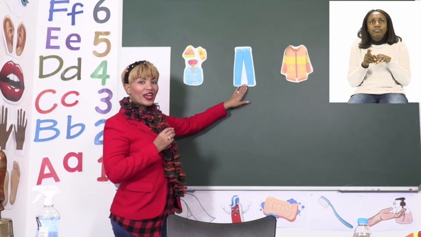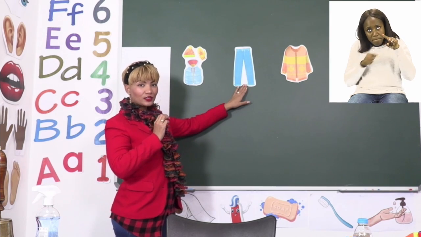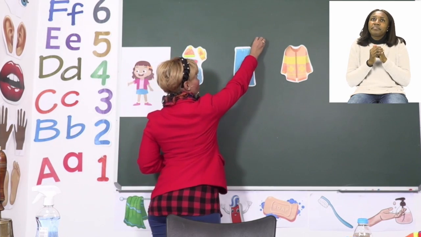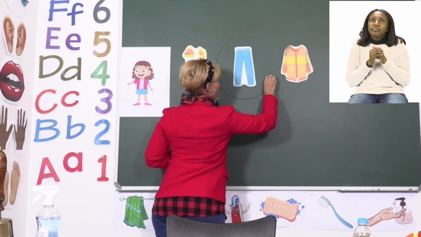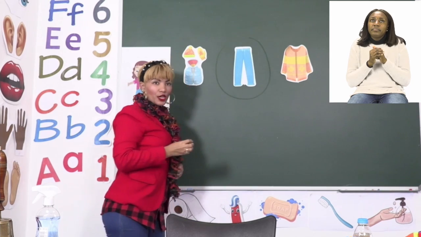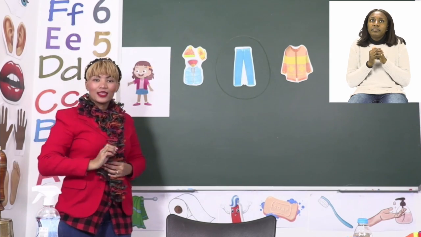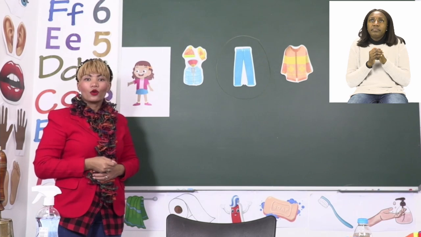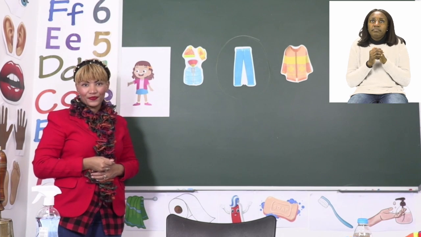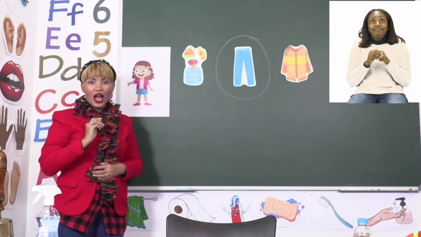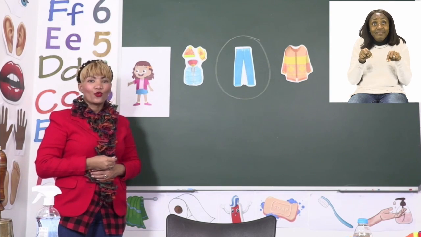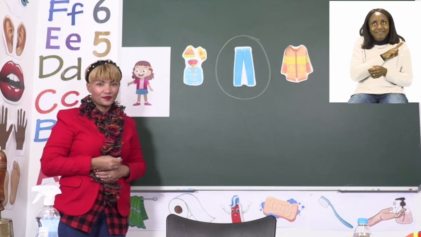Good job. We have to circle. So you are going to go and put a circle around the picture of clothes that you wear in cold weather. Okay. Next, I want you to go to page 21.